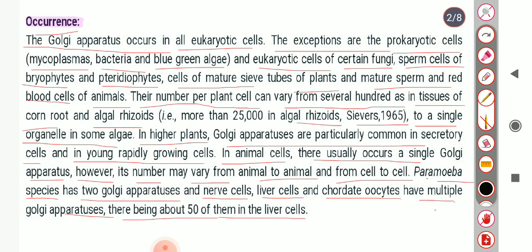Second, occurrence: the Golgi body occurs in all eukaryotic cells, with exceptions in prokaryotes like mycoplasma, bacteria and blue-green algae. It is also absent in certain eukaryotic cells like certain fungi, sperm cells, bryophytes, pteridophytes, and cells of mature sieve tube plants, etc. Their number varies from cell to cell. In animal cells, there is usually a single Golgi apparatus. However, Paramoeba contains two Golgi apparatus, and nerve cells, liver cells and pteridophytes have multiple Golgi apparatus, about 50 of them in the liver cell.